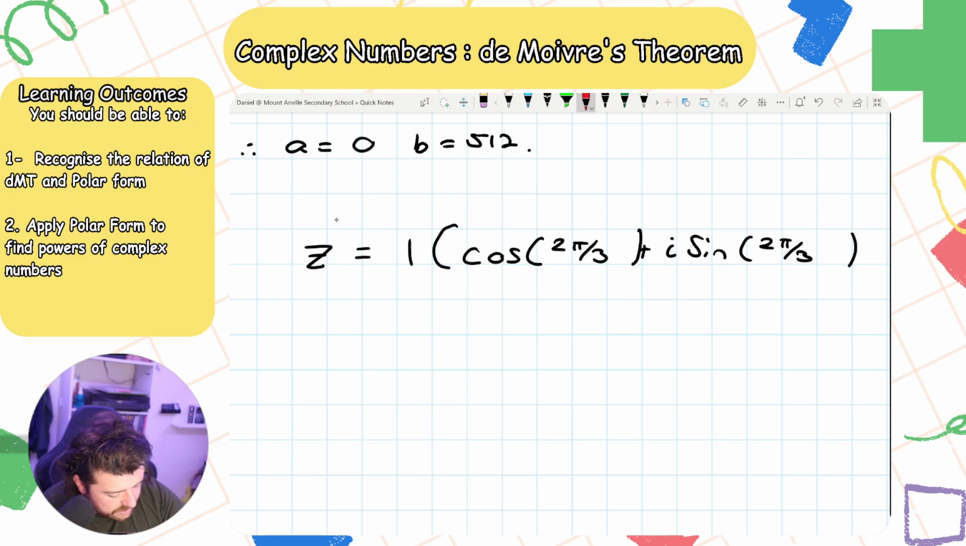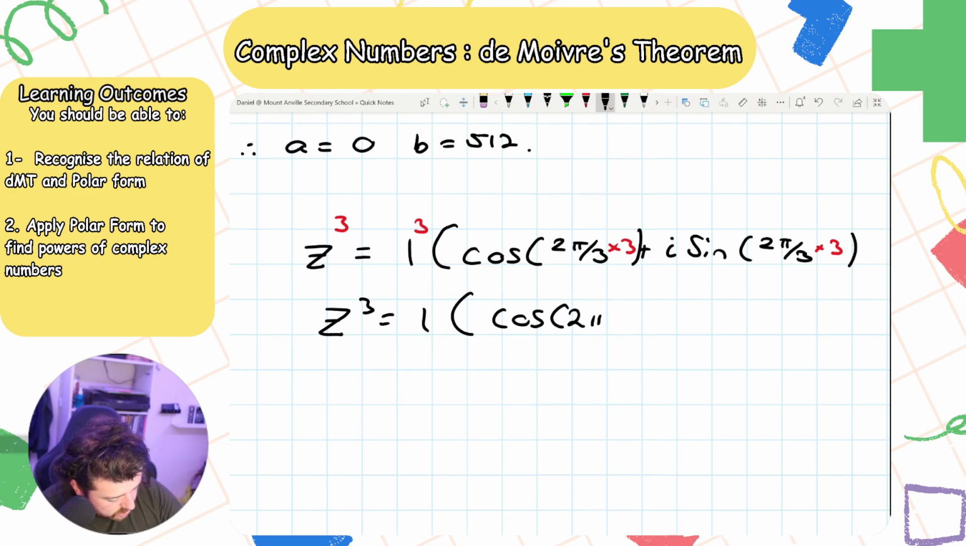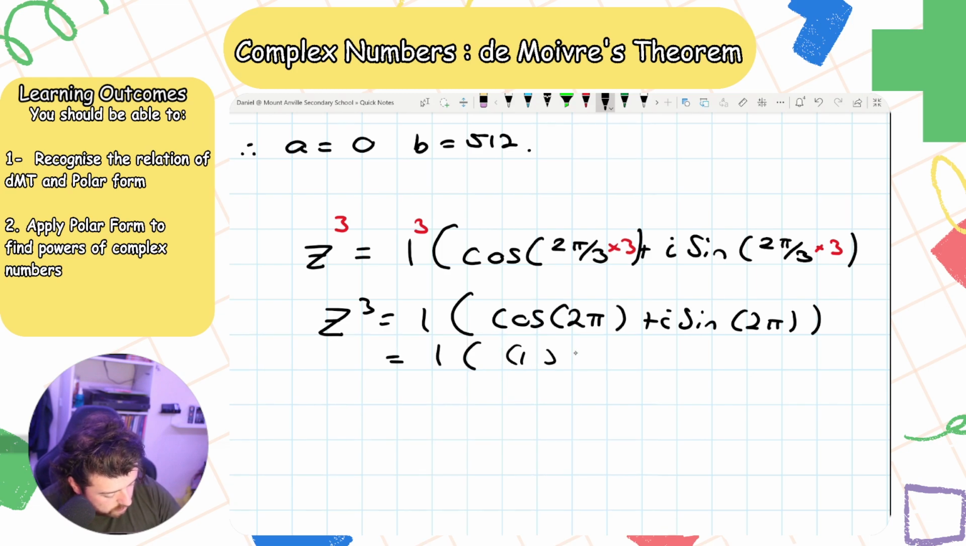Right, so we're putting this to the power of 3 using De Moivre's theorem. So it's 1 cubed times cosine of 2 pi over 3 times 3 plus i sine of 2 pi over 3 times 3. That is going to give me z cubed is equal to 1 times cosine 2 pi plus i sine 2 pi. That is going to give me 1 times 1 plus 0i, which is going to be equal to 1. How fun is that question?